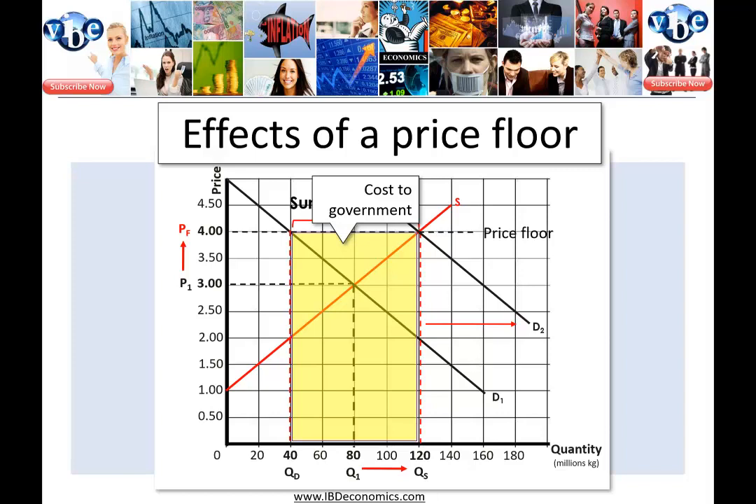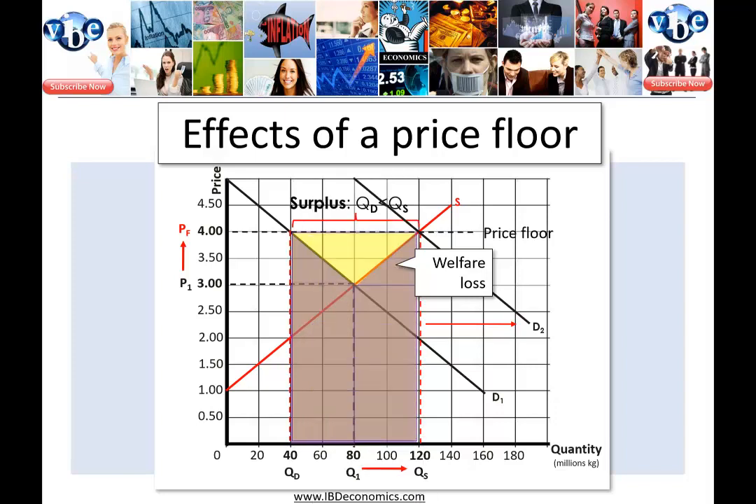And this is the cost to the government to support the price floor by making those additional purchases to clear the surplus. And that area is the entire welfare loss to society.